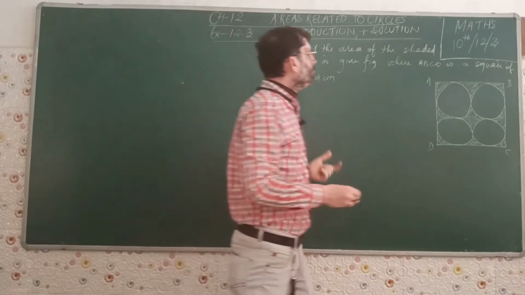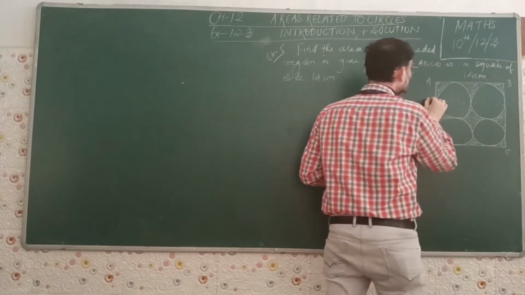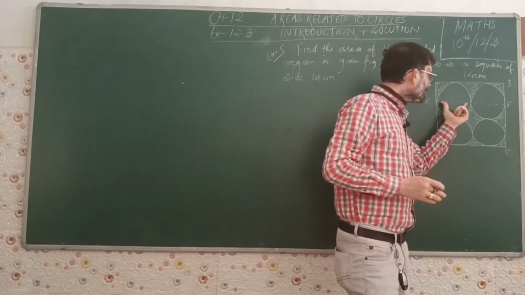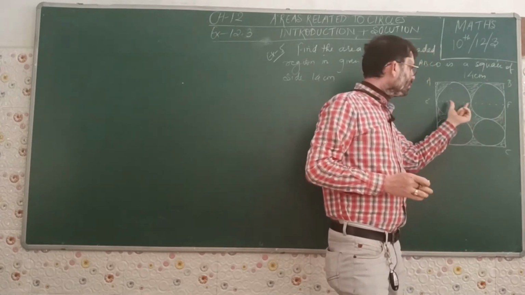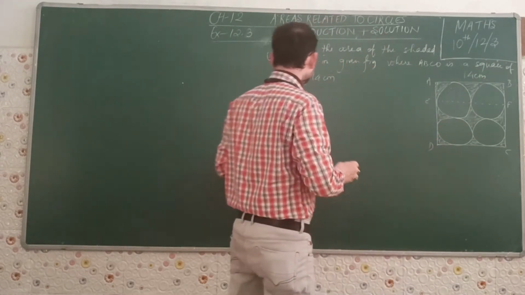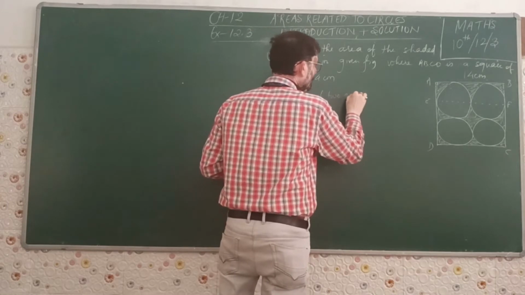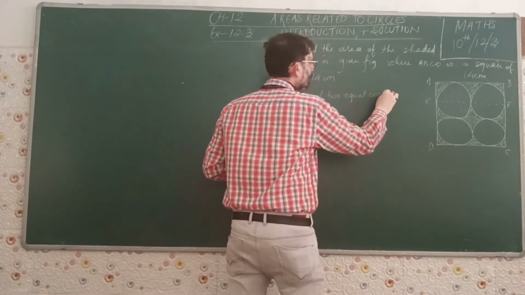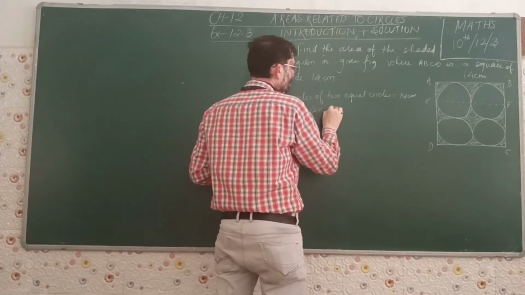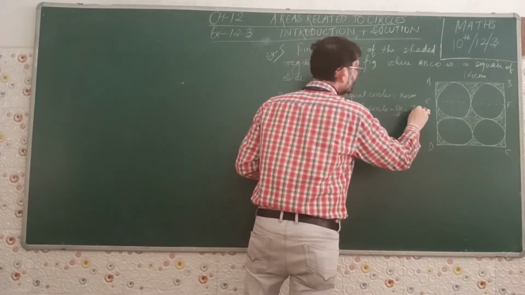ABCD is a square of side 14 centimeters. So this is side 14 centimeters. If we draw a line this way, this line is also 14 centimeters, say EF is also 14 centimeters. Then what is EF? These are the 2 diameters: diameter of this circle plus diameter of this circle. So 2 circles, 2 diameters, length is 14 centimeters. So we can say the diameter of 2 equal circles is 14 centimeters. The diameter of each circle is 14 by 2, that is 7 centimeters.